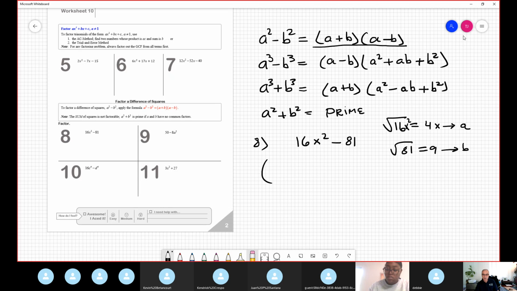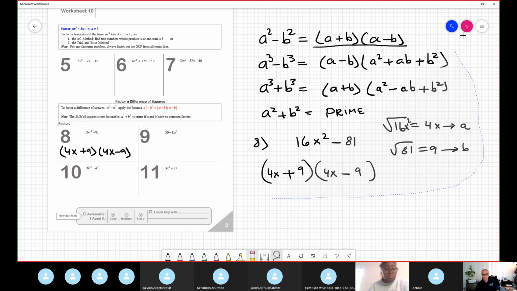This is the factorization. You open two parentheses, you put 4x as a, and b is 9, plus or minus. The order is not important, plus, minus. Okay, the answer is 4x plus 9 times 4x minus 9. Any question? No? Okay.